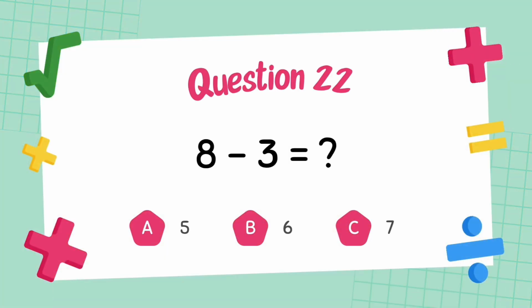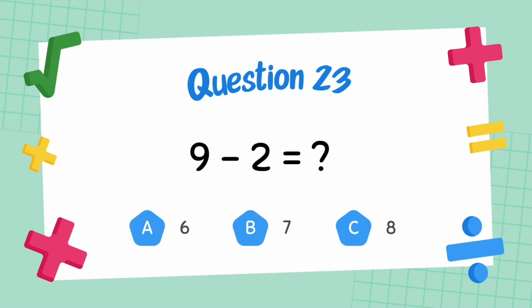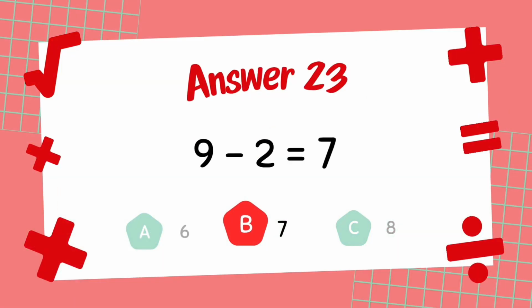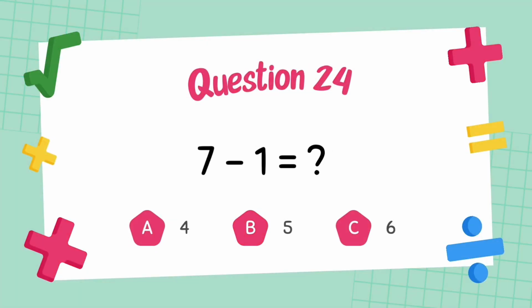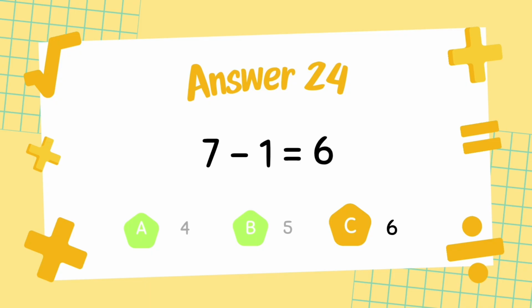What is 8 minus 3? The answer is 5. What is 9 minus 2? The answer is 7. What is 7 minus 1? The answer is 6.